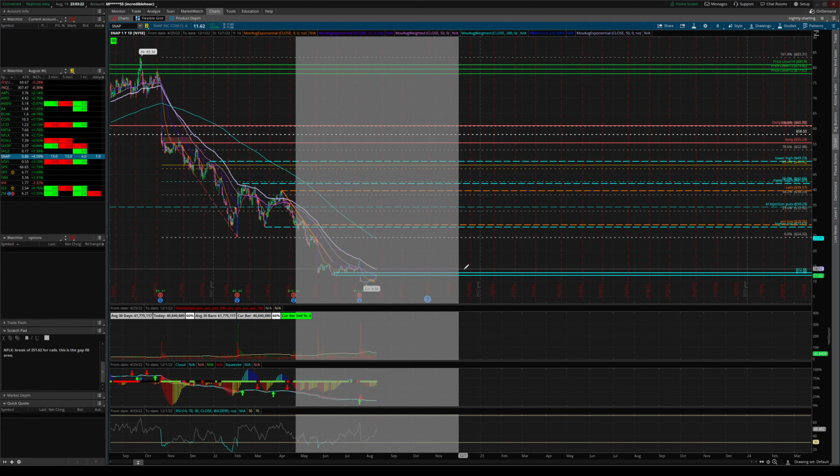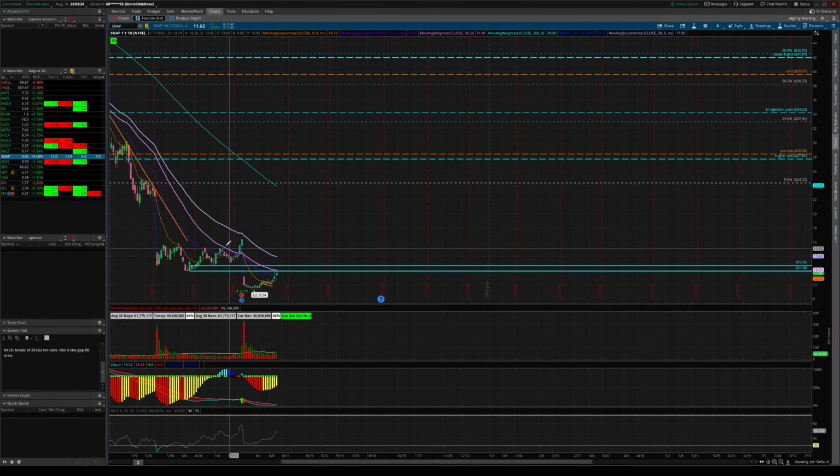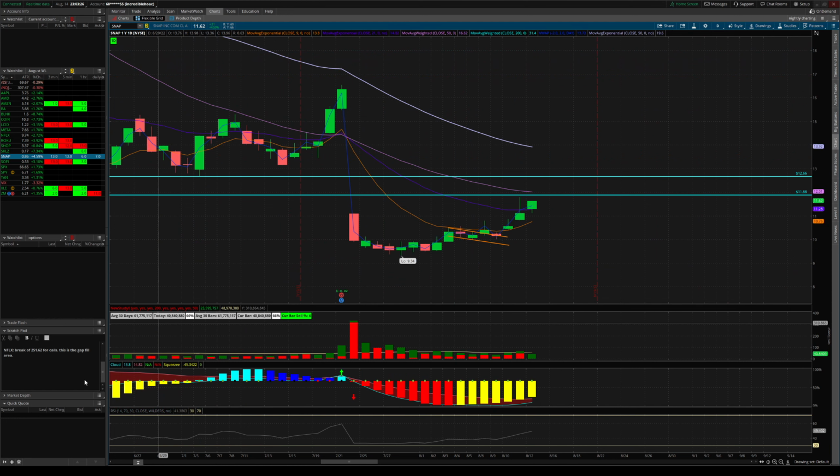So if I go back to daily, I'm just going to mark this SNAP in a gap fill area. It needs to break and hold 11.88, targeting 12.66.